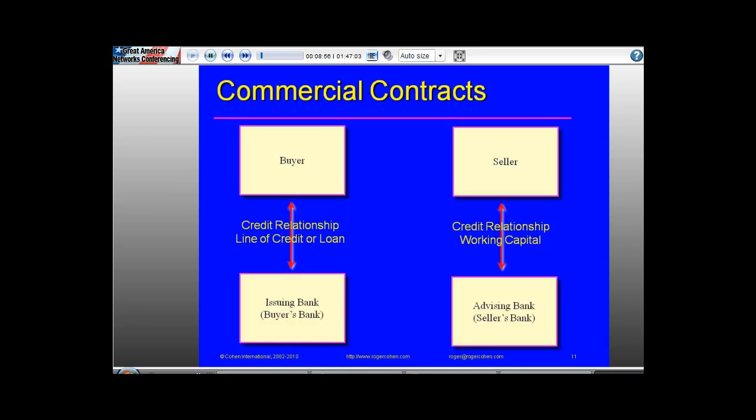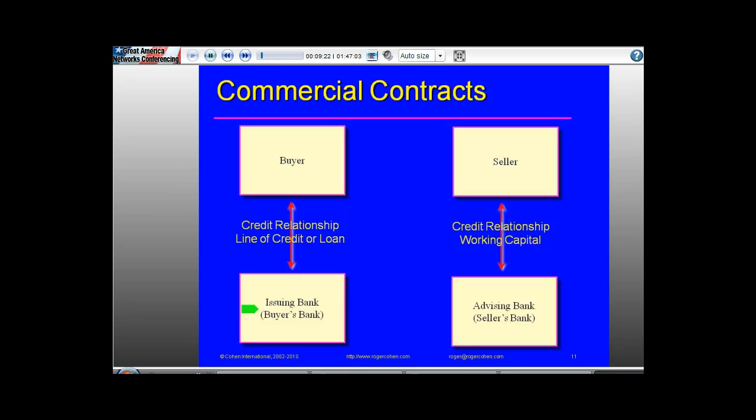Separately, in the commercial contract, the buyer will, let's see, I hope you guys can see my pointer, I don't know. The buyer will open up a credit relationship with the issuing bank, that is the buyer's bank, if the buyer needs cash in order to pay their obligations for this transaction.